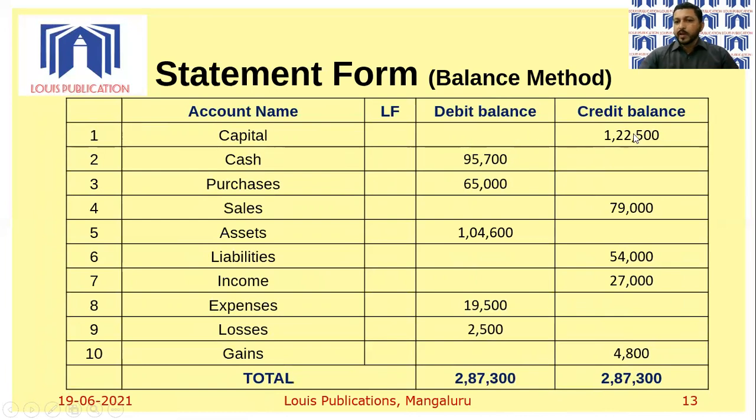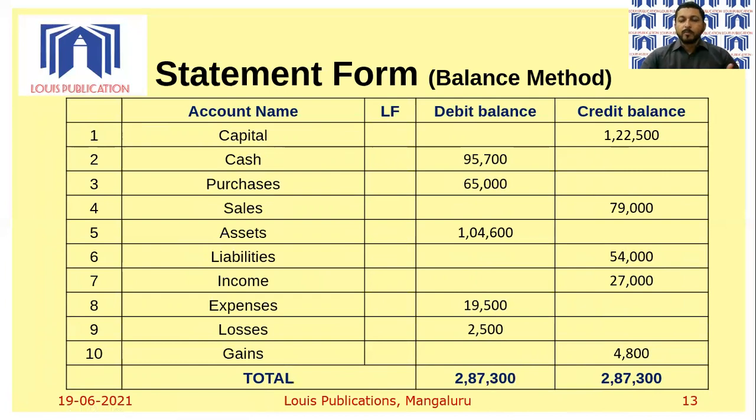Capital always shows a credit balance of 1,22,500. Cash always will show debit balance. Bank account may either show debit balance or may show credit balance, that is bank overdraft. Then purchases will always show debit balance. Sales will always show credit balance. So I've taken only the balances, that is balance method, 19,500, and when we total, you get 2,87,300, 2,87,300. This presentation of trial balance is called the statement form of presentation of trial balance.